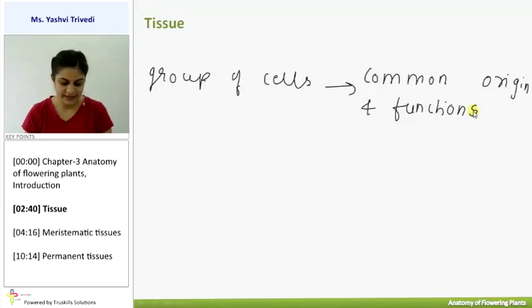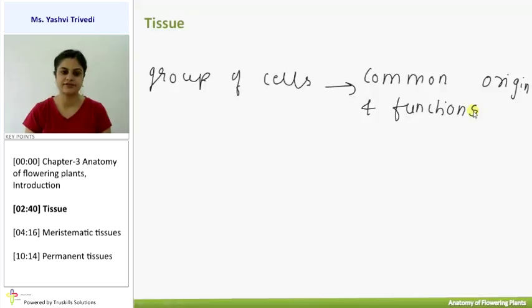Okay, so basically a different type of plant can be made up of one or different types of tissue, and accordingly we give the name to the tissue. If it is made up of only one type, then we call it simple. If it is made up of different types altogether, then we call it complex, right? So this is what a tissue is.